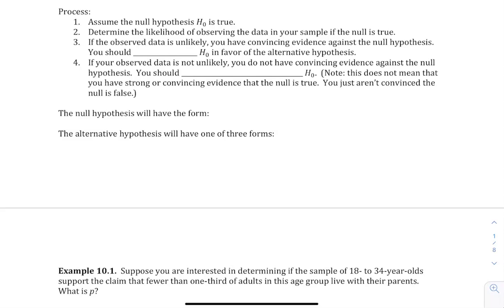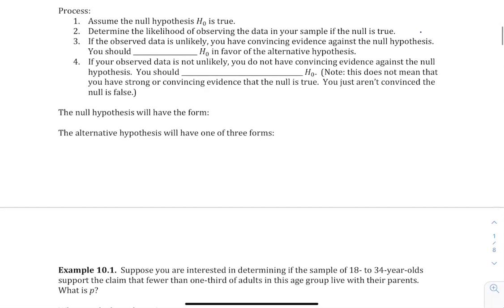We're going to follow a process when we're doing these hypothesis tests. I like to break this down into 4 steps. Some textbooks have more or less, but this seems to work for the way that I think about hypothesis testing. So the first thing that you need to do is assume that the null hypothesis is true. Then you're going to determine the likelihood of observing the data in your sample if the null was true. And we're going to use the normal distribution here, that sampling distribution.